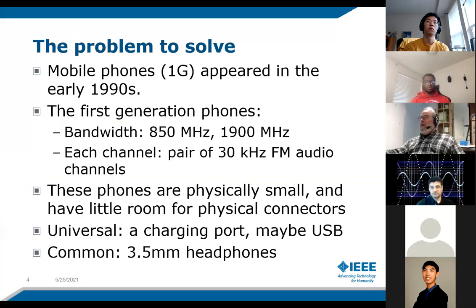So what's the problem to solve? Mobile phones were starting to be introduced in the late 80s, early 1990s. That's when they had what they now call first generation phones. The bandwidth allocated to them was bits and pieces around 850 megahertz and 1900 megahertz. Each channel, for each subscriber, for any given connection, they give you a pair of 30 kilohertz FM audio channels. So it's an analog system.